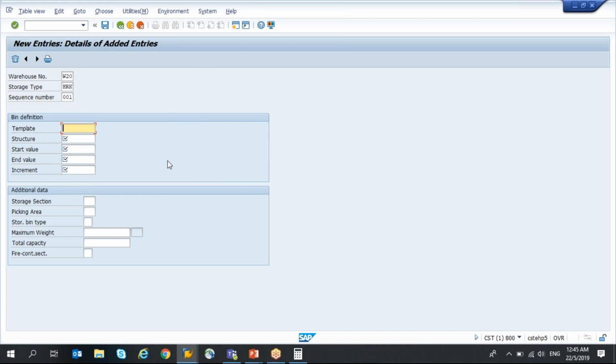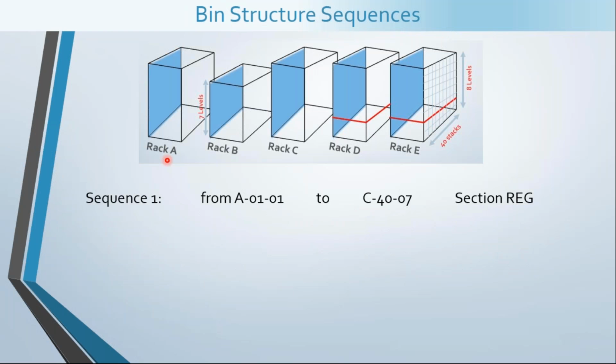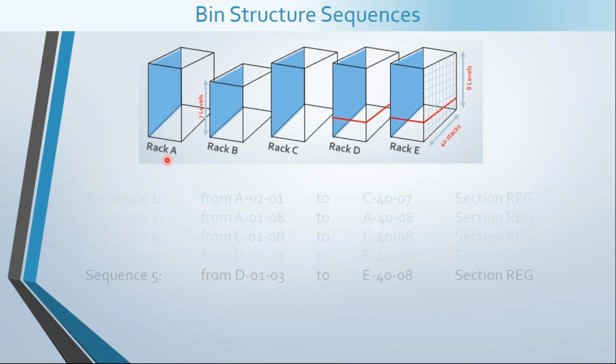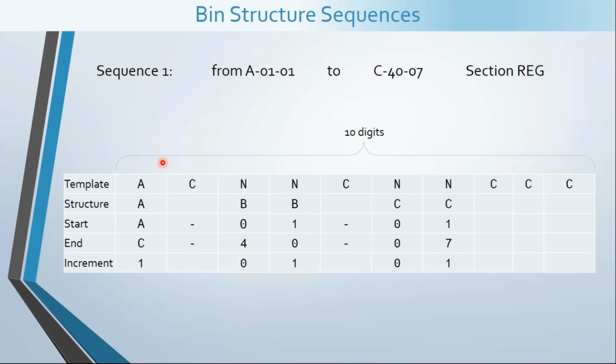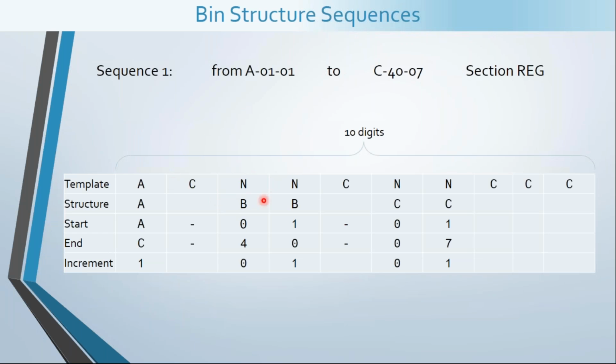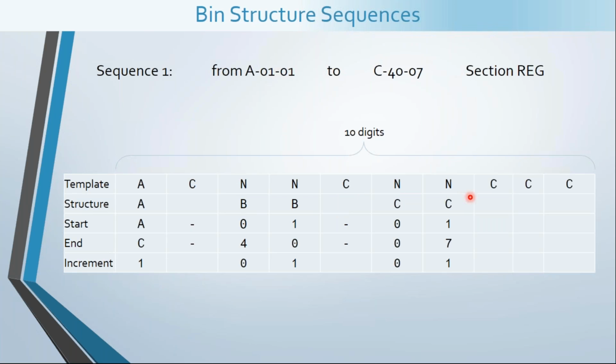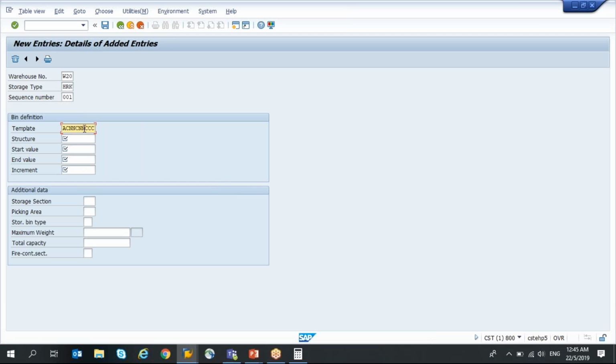Okay, so template. We go back to the slide. The first template is ACNN, ACNN, CNNCCC, CNNCCC. Okay, so this is what we discussed. And okay, so let's first enter this start value.